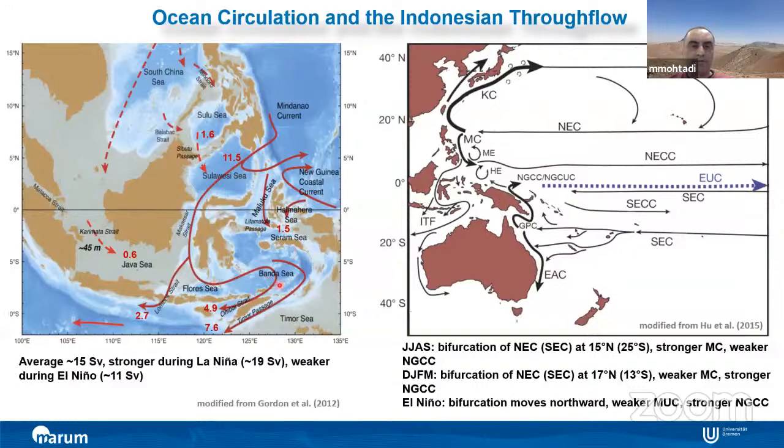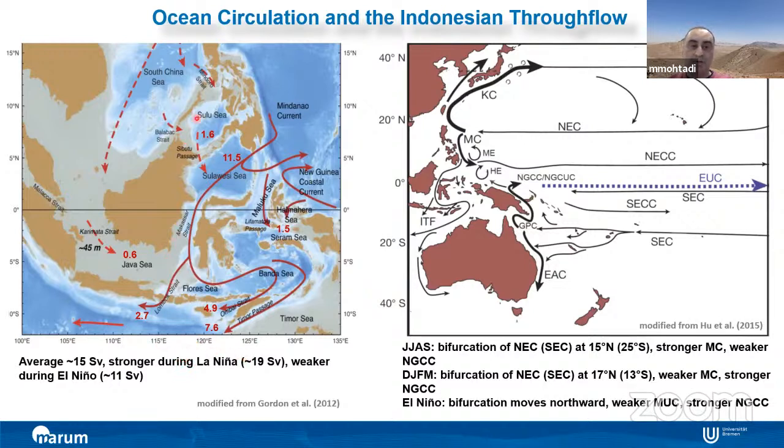Just briefly, I mention that the flow of the ITF is also related to ENSO. It's stronger during La Niña years, about 19 Sverdrups, and weaker during El Niño years, about 11 Sverdrups. On average, it is about 15.